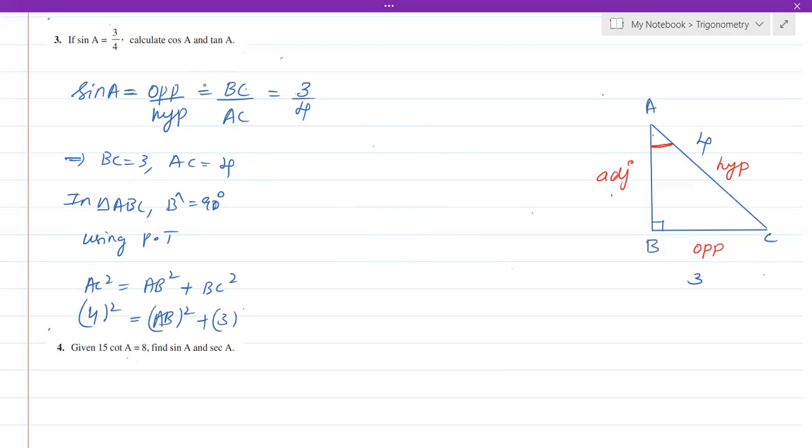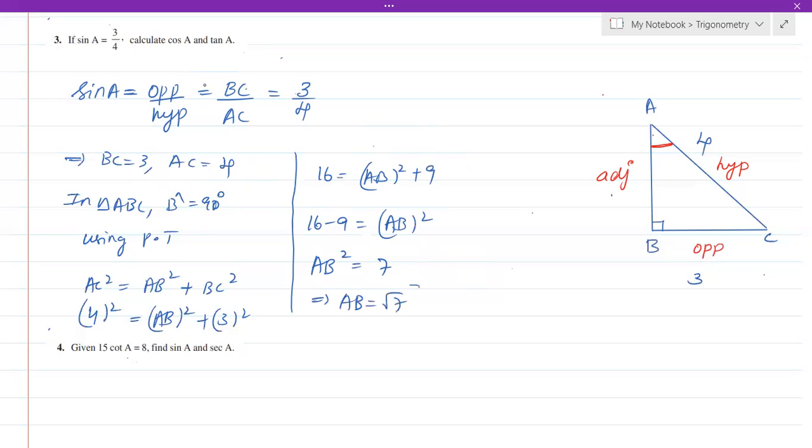BC is 3, so plus 3 square. So 4 square is 16 is equal to AB square plus 9. 3 square is 9. Get 9 to the other side. 16 minus 9 is equal to AB square. Therefore, AB square is equal to 16 minus 9, which is 7, which implies AB is equal to root 7. So we got the value of all the three sides. Okay. Now, let's find the ratio.